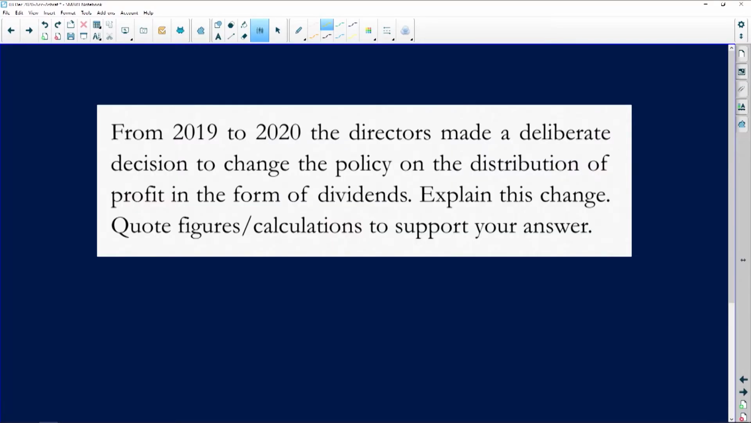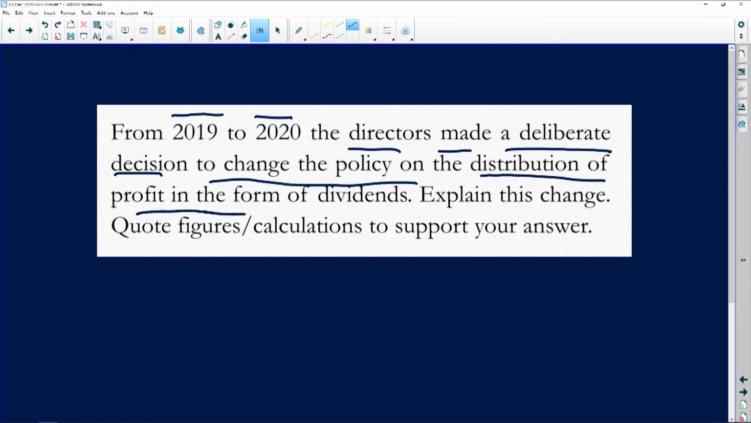The next one that we have here, you are told that from 2019 to 2020, the directors made a deliberate decision to change the policy on the distribution of profit in the form of dividends. Explain this change, quote figures or calculations to support your answer.